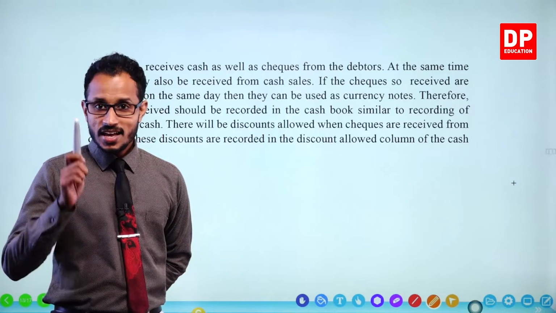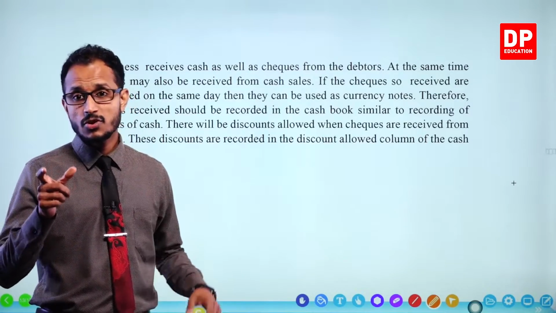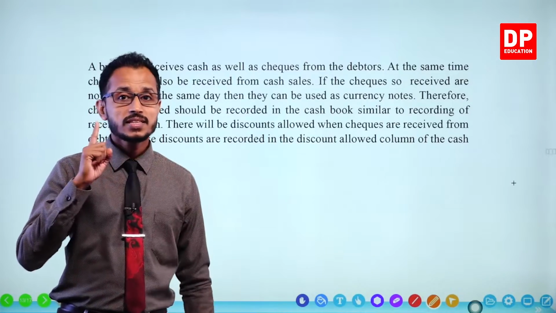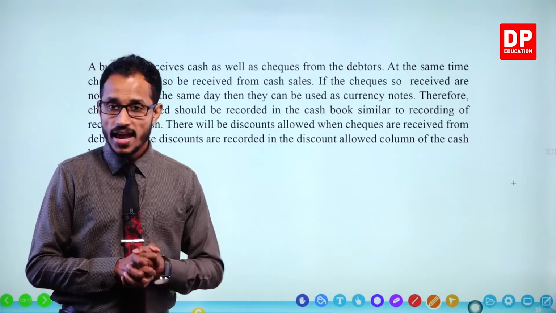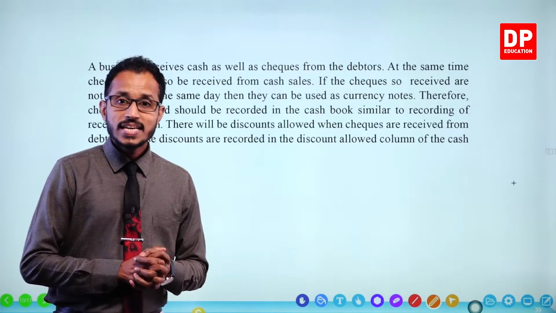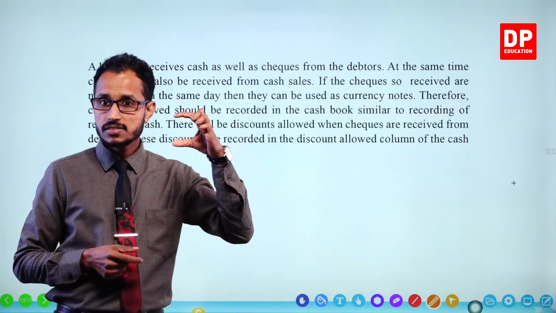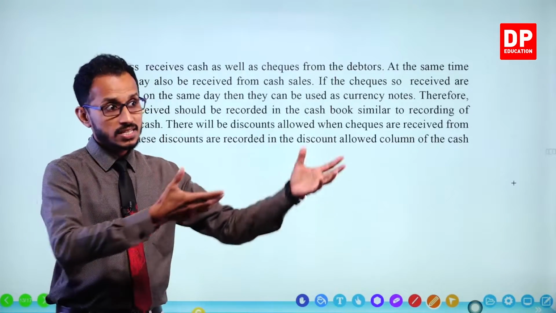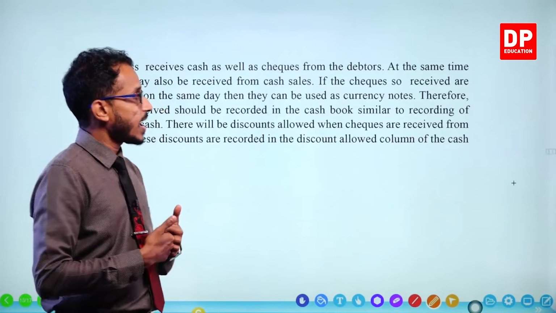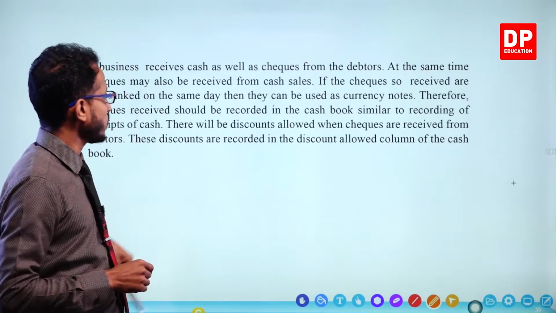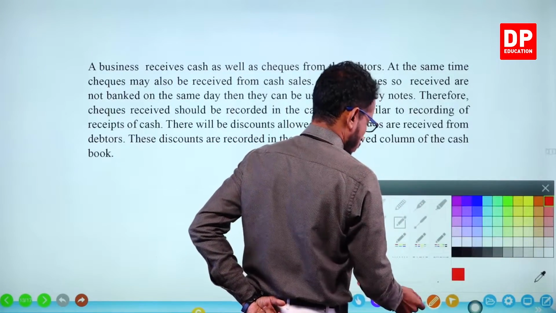Likewise, children, we learned how to record the cash received from our debtors with discounts allowed, and we learned how to record cash paid to our creditors with discounts received from them. That's what we learned today. And here, to end the session, children, we have something important.